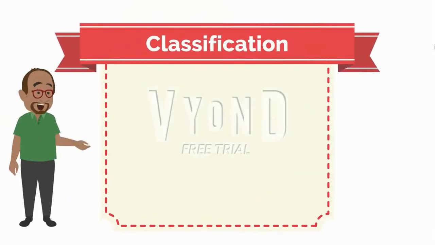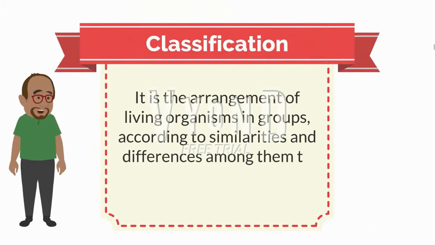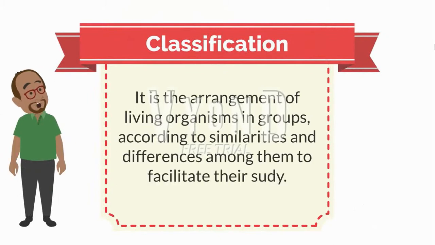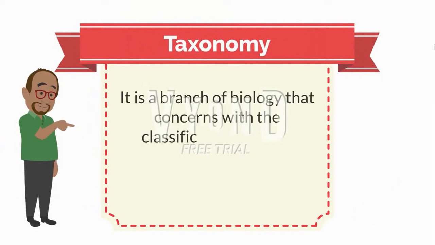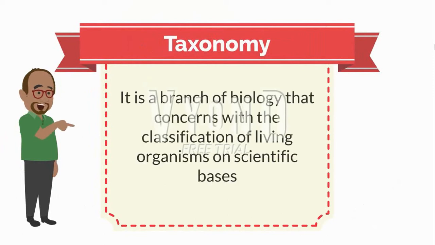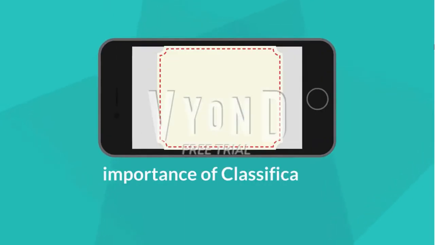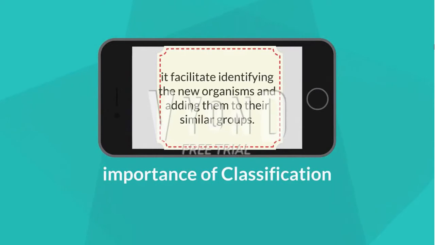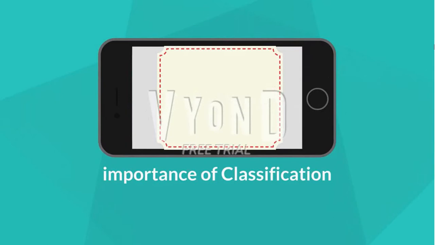So classification could be defined as the arrangement of living organisms in groups according to similarities and differences among them to facilitate their study. We also have taxonomy, which is a branch of biology that is concerned with the classification of living organisms on a scientific basis. So, the question now: why do we have to classify living organisms? The answer, of course, is to facilitate studying and identifying living organisms, and to facilitate identifying new organisms and adding them to their similar groups. It also benefits many other fields of science, like medicine and agriculture.